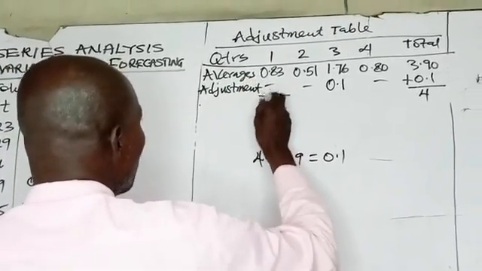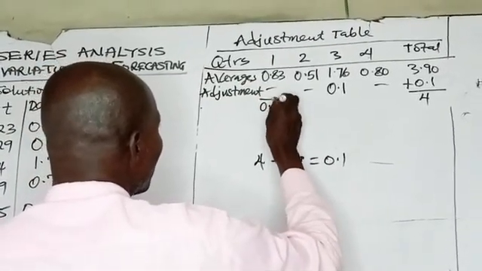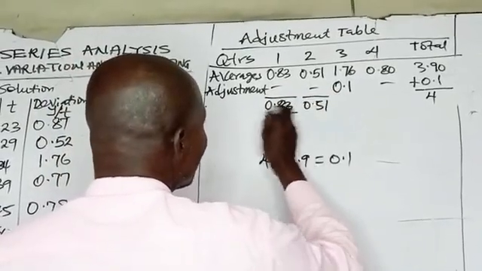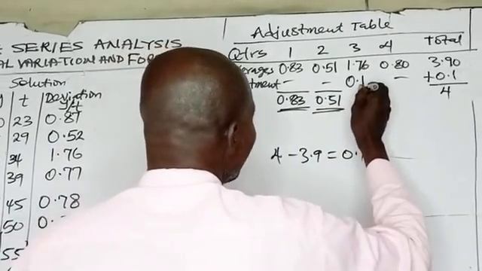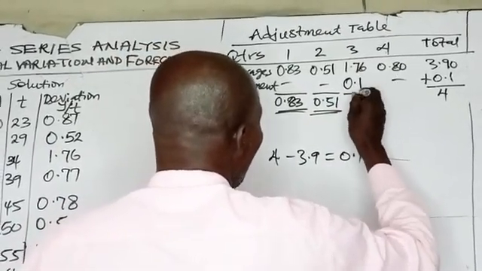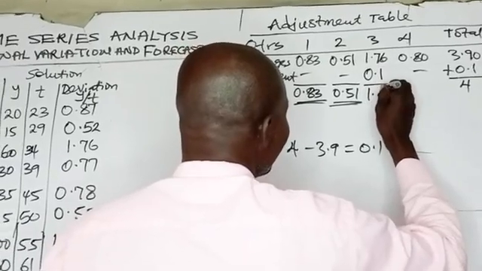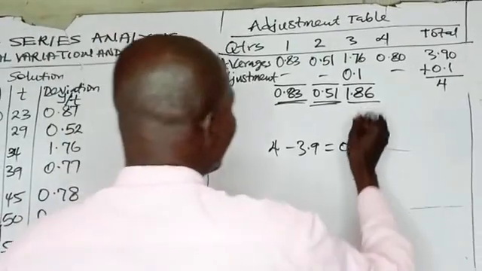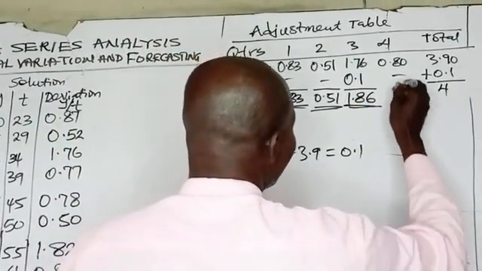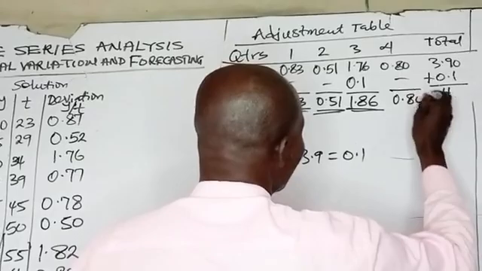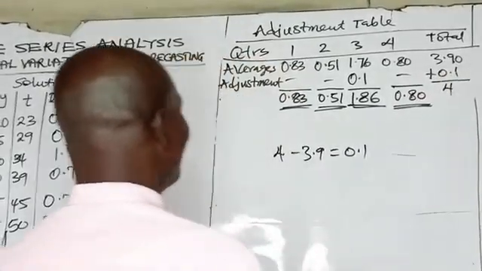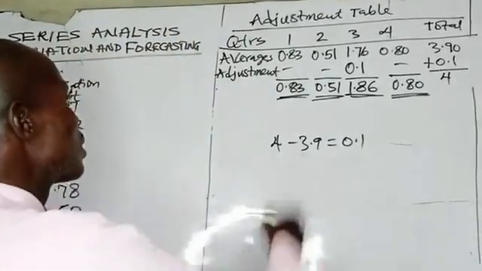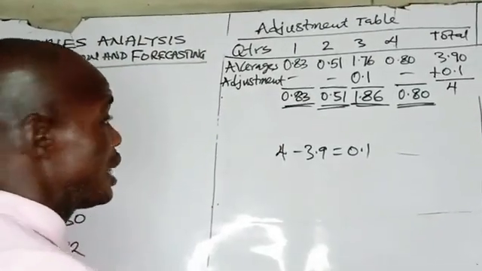So the adjusted values will be 0.83, 0.51, then this will be 1.86, 0.80, and this is 4. So this is the seasonal variation. This means the first quarter is lower than 100% by 17%.